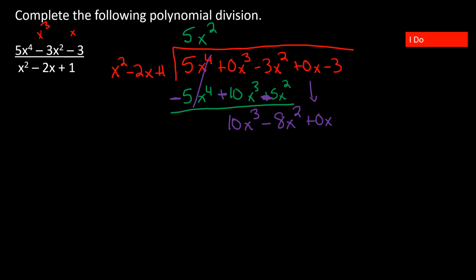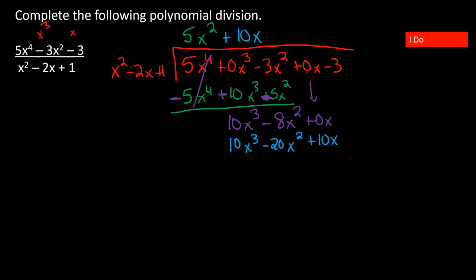So now we need to identify a factor multiplied by x squared that would give us 10x to the 3rd. Well, that would be a plus 10x, right? 10x times x squared would be 10x to the 3rd. 10x times negative 2x would be negative 20x squared. And 10x times 1 would be a plus 10x.